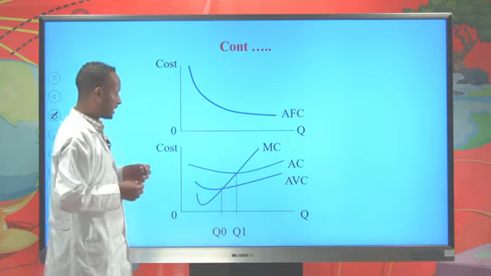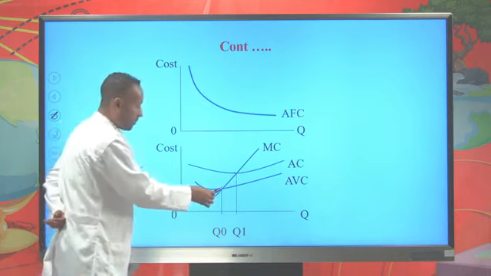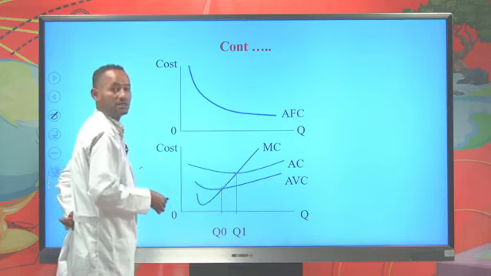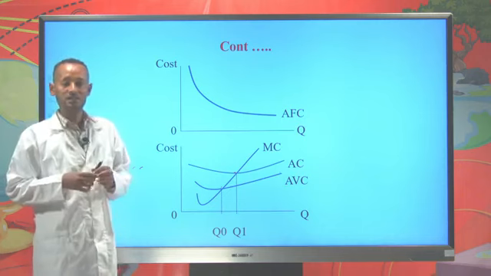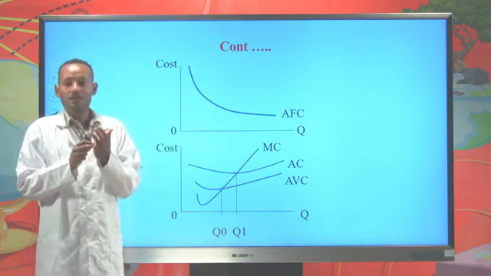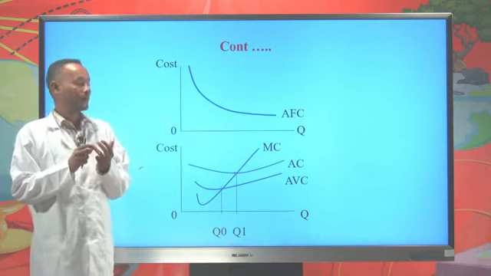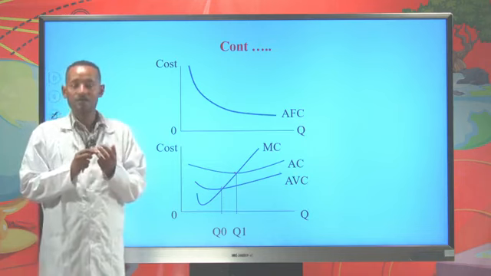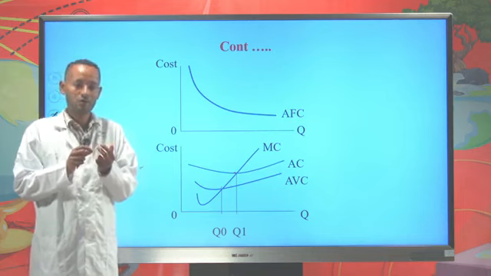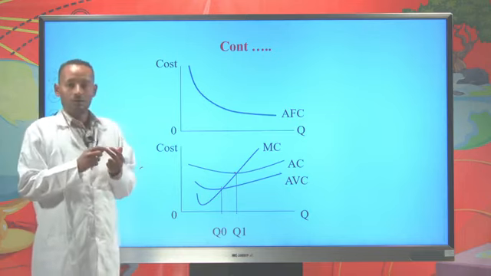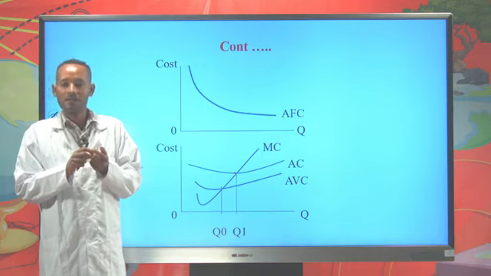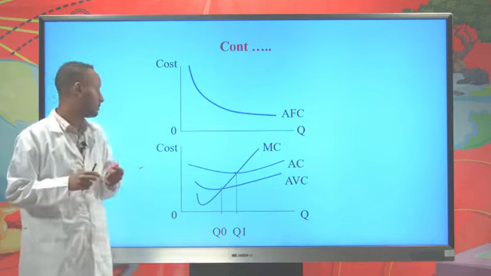Another relationship between the AC and the AVC curve: the AVC curve reaches its minimum point before the AC curve reaches its minimum, or AC reaches its minimum after the AVC reaches its minimum. So we can point out these relationships between the AC and the AVC curve. First, the patterns of the AC and AVC are similar. Both are U-shaped curves. Second, the gap between the AC and the AVC becomes smaller and smaller as the level of output increases. This is because the AFC curve continually declines. Third, AVC is at its minimum before AC is at its minimum, or AC is at its minimum after the AVC curve is at its minimum.